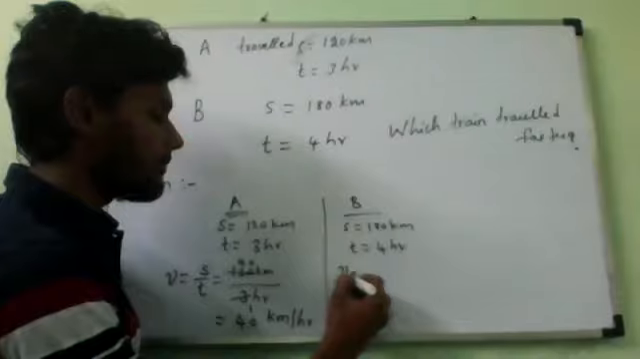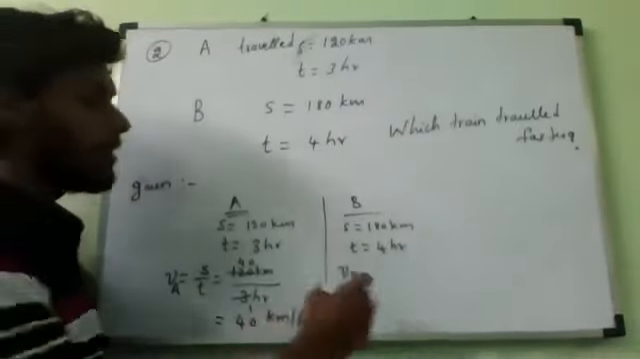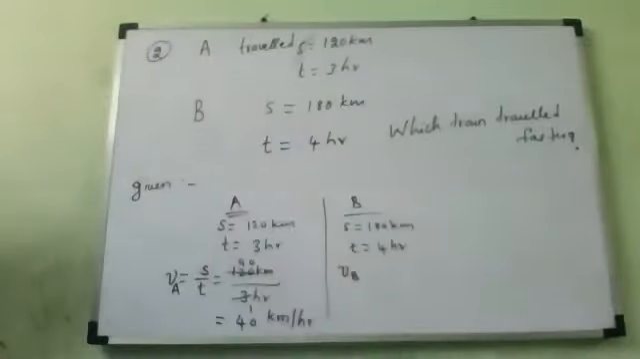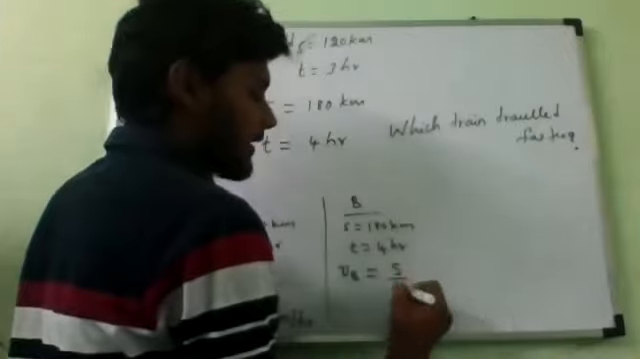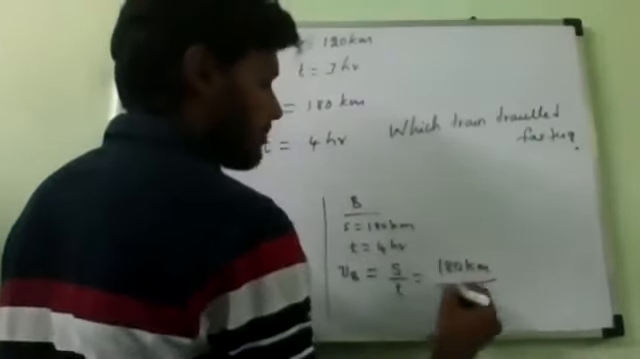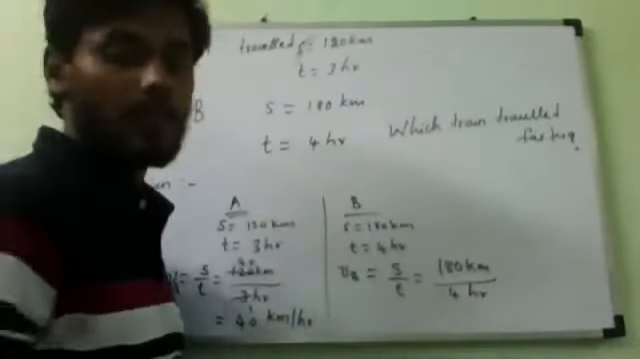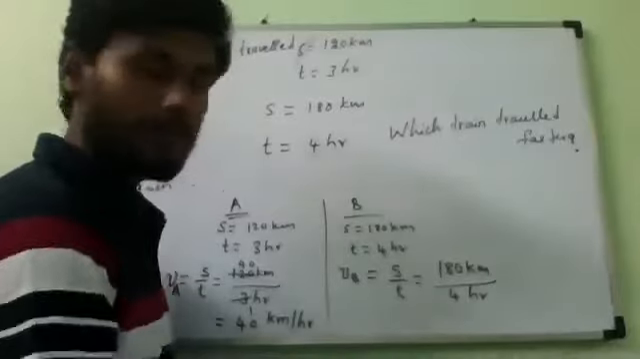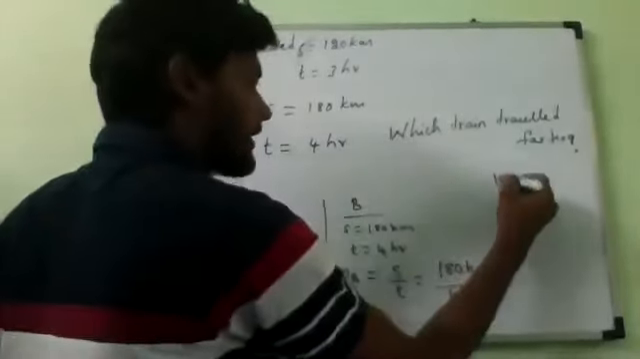Now in the same way you calculate for body B. This is the speed of body A. Remember, like this you should write. Speed of body B is equal to distance by time, which is equal to what? 180 kilometer divided by 4 hours. Now will the 4 table give 180? Will it come or not? No, sir. So you divide it.